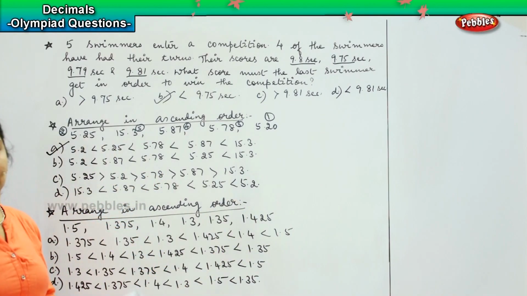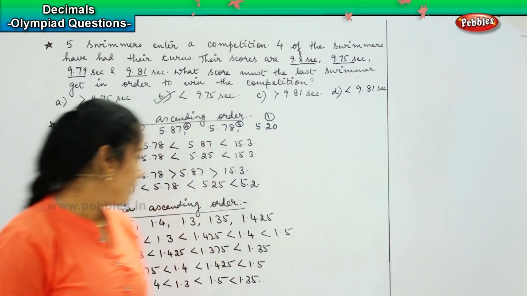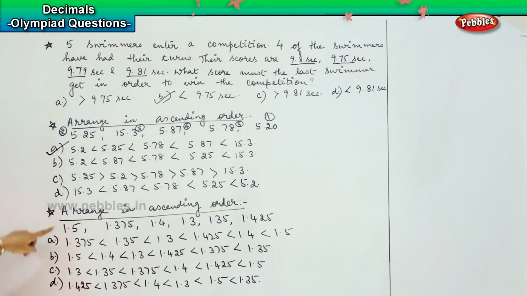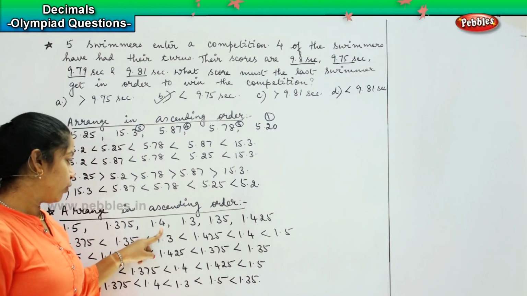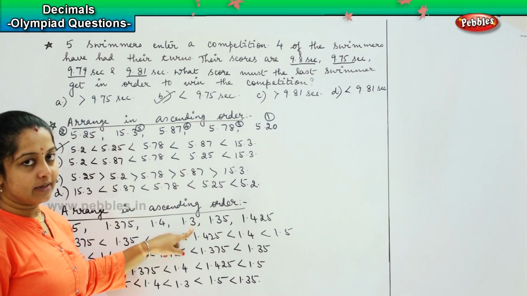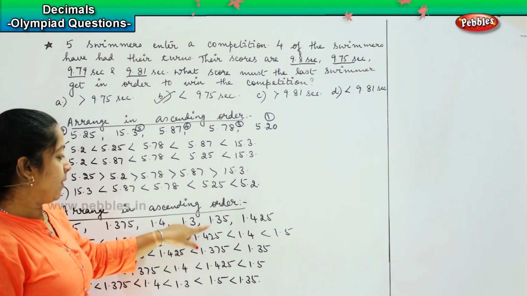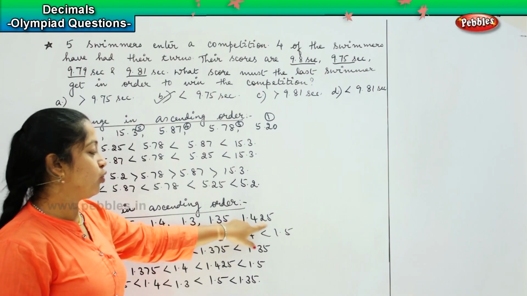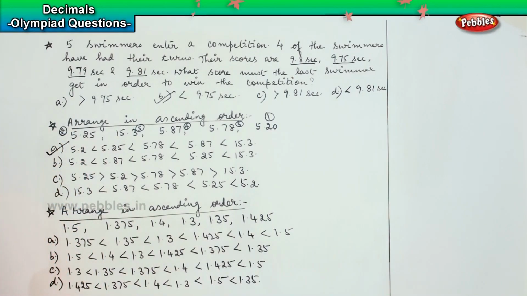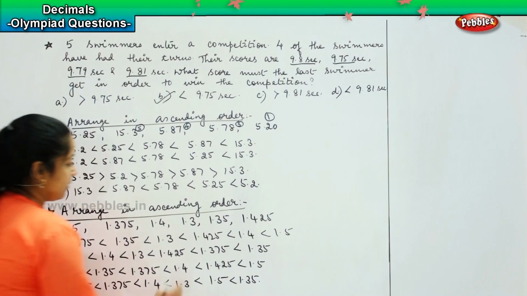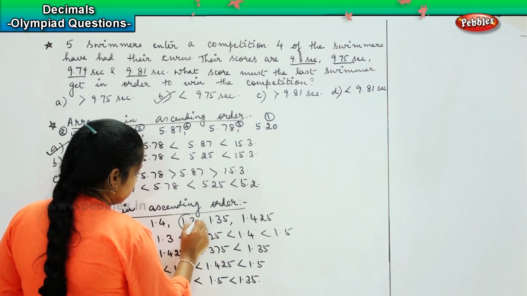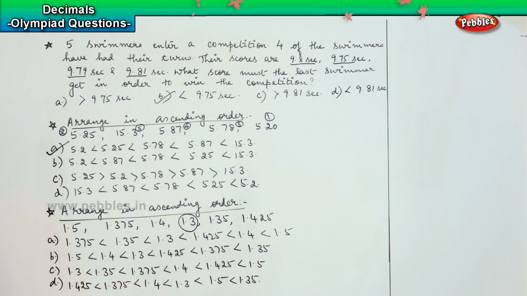Okay. So again we will be arranging the numbers from small to big. 1.5 can also be written as 1.50. We have 1.375, 1.4 which is 1.40, 1.3 which can be written as 1.30, 1.35, and 1.425. After 3, if nothing is given, that means it is 30, right? And here it is 5, 3, and 4. So the smallest number is 1.3.